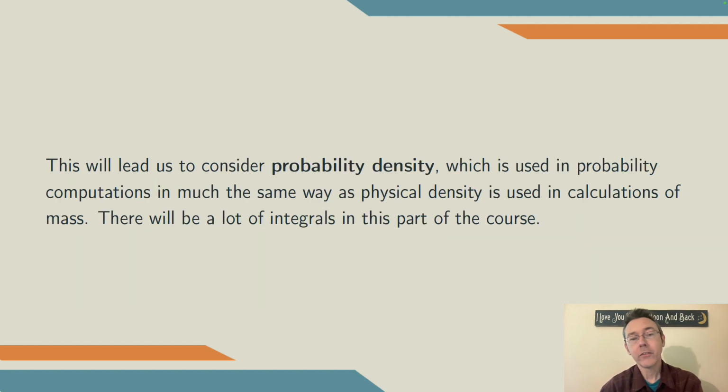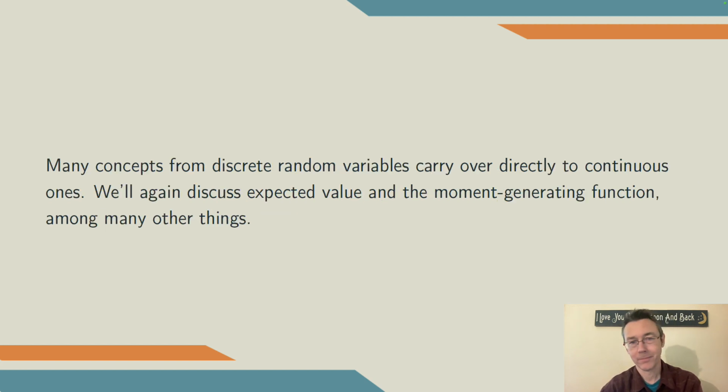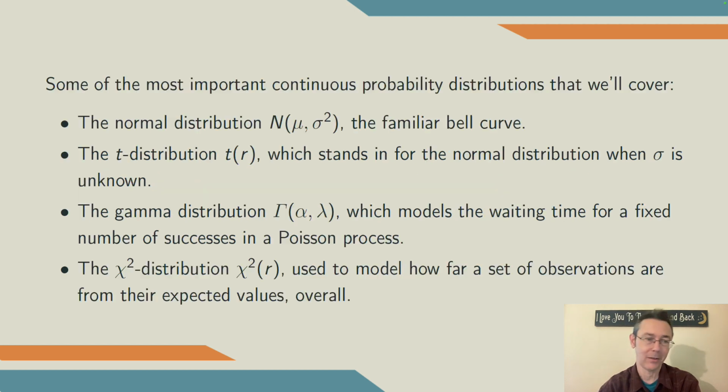And this leads us to consider probability density, which is used in probability computations in much the same way as physical density is used in calculations of mass, which is to say, we're doing integrals. Many concepts in discrete random variables carry over to the continuous case. So we'll again talk about expected value, moment generating function, standard deviation, variance, all that good stuff. Then we'll get into some of the most important probability distributions for continuous random variables.